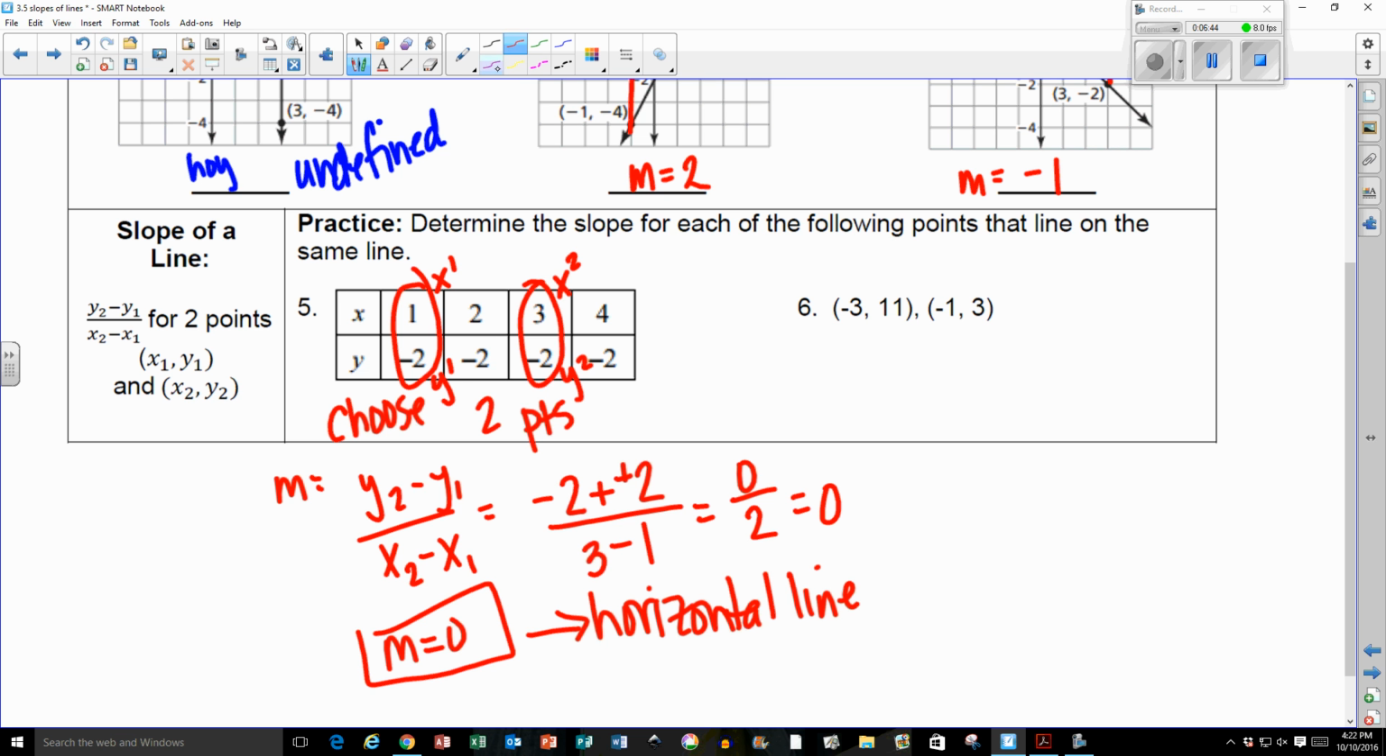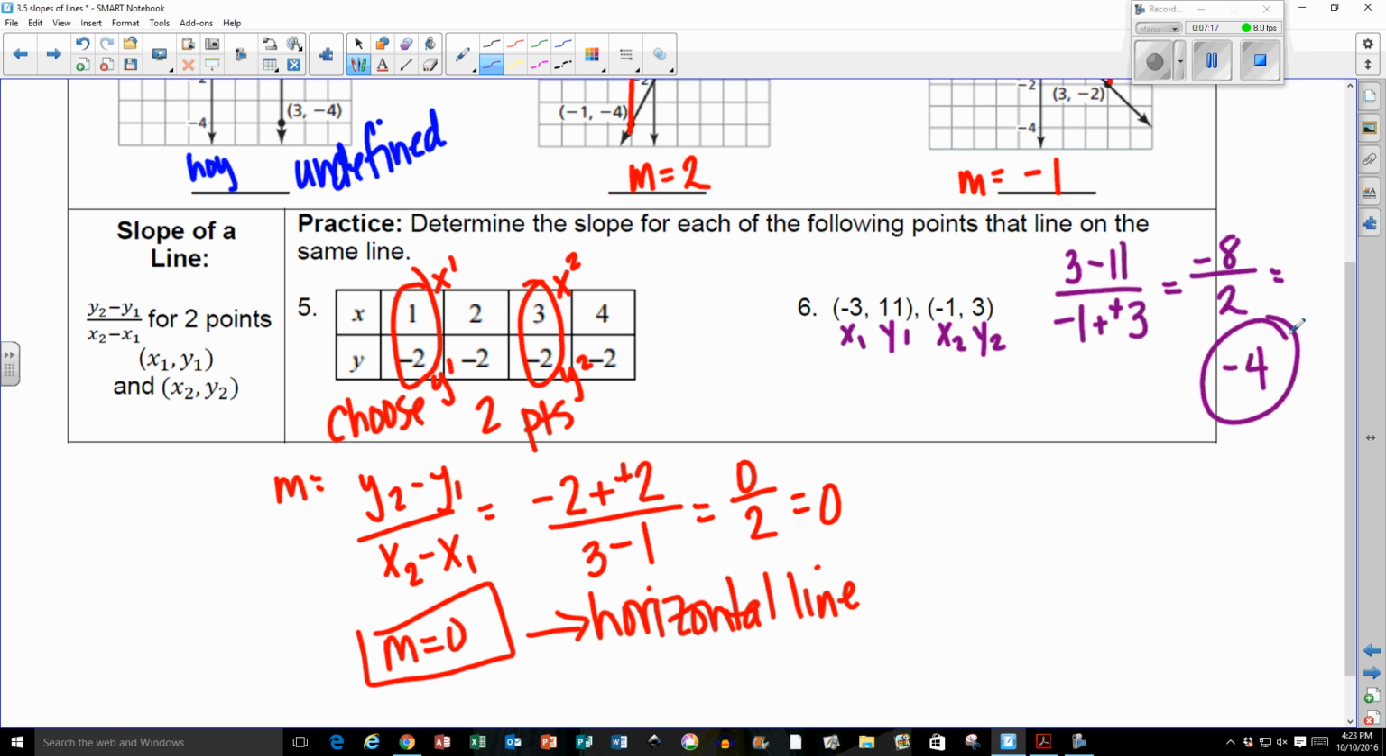All right, let's take a look at this one. So this is where I can do the whole labeling. So I've got x1, y1, x2, y2. So I'm going to plug it into the same formula. So that's 3 minus 11 over negative 1 minus negative 3. Well, 3 minus 11 is negative 8. These two negatives make a positive. Negative 1 plus 3 is 2. Negative 8 divided by 2 is negative 4. So my slope is negative 4.